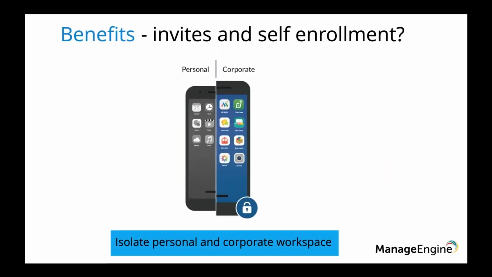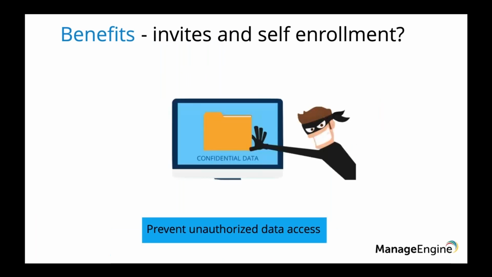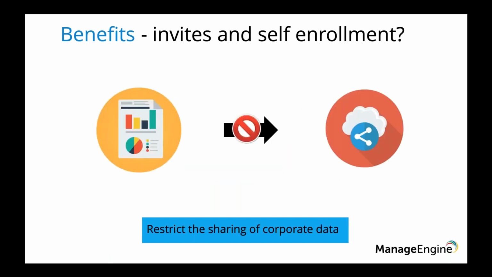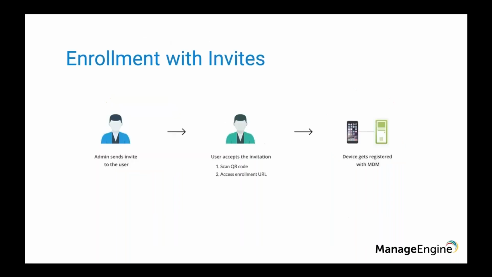So the benefits of going for the enrollment invite or the self-enrollment option is that first, we can create a workspace, a container that would isolate or separate, I would say, your personal space from your workspace itself. You can prevent unauthorized data access, like WhatsApp trying to access an Office 365 folder, etc. So you can prevent those unauthorized accesses by other applications. And you can also restrict the sharing of data from your corporate applications over to your personal applications as well. So there'd be a workspace created, and all of your data would be within that workspace itself.